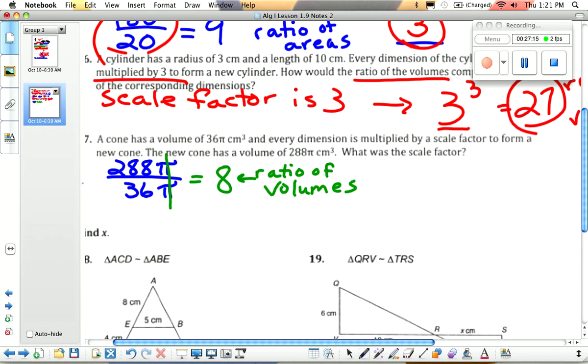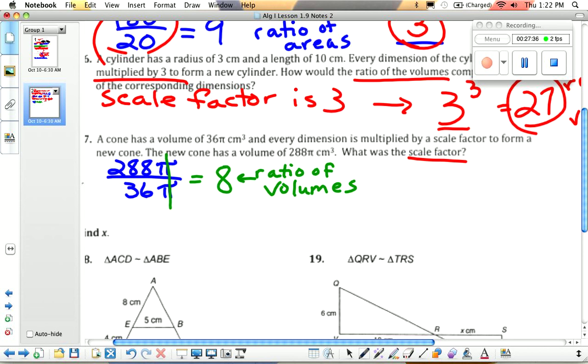8. Yeah. The ratio of the volumes, put the new volume over the old volume and divide it out and cancel those pi's out and take 288 and divide it by 36 and presto, you have 8. That is the ratio of the volumes. They want us to get the scale factor. How are we going to get that?